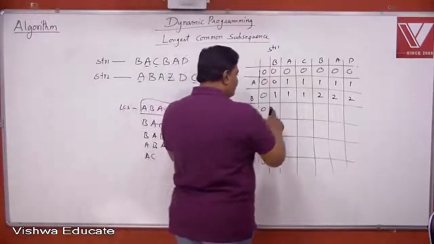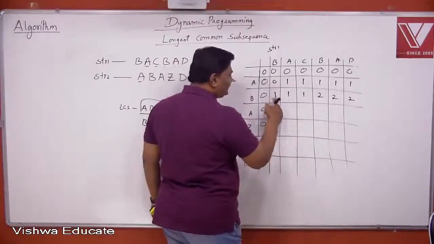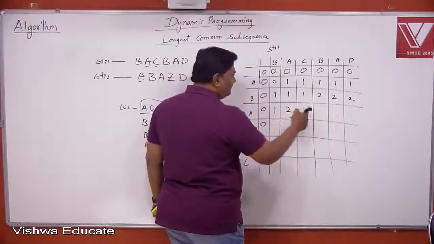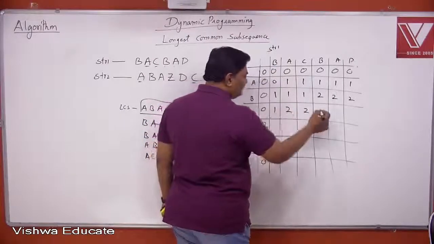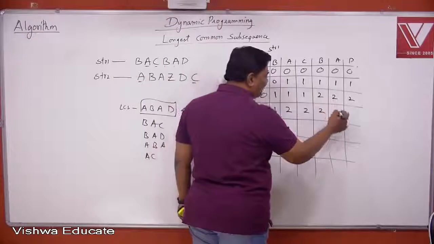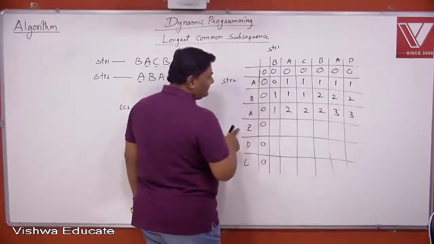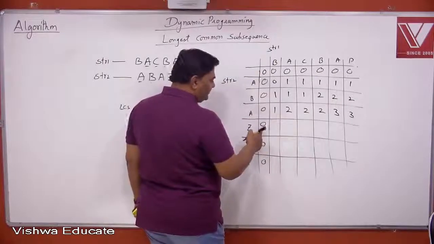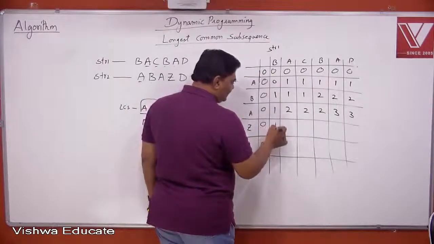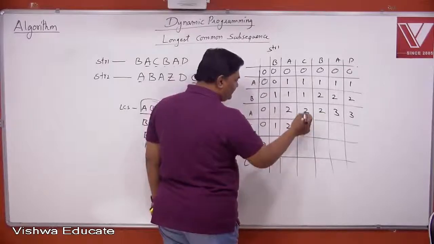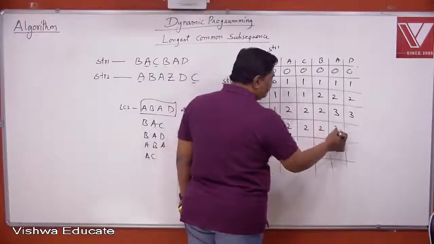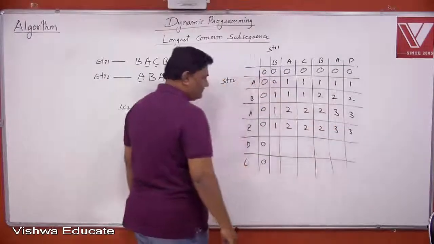The next one, not matching, 1. Matching, 1 plus 1, 2. Not matching, 2. Not matching, 2. Matching, diagonal plus 1, 3. Not matching, 3. Z, Z is not there, so this is 0. Take 1. This is 2, this is 1, so take 2. Take 2. Take 2. So the numbers will come as it is now.